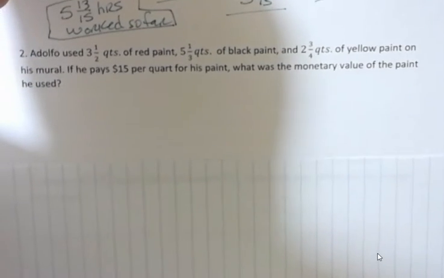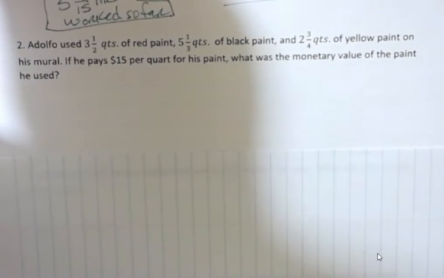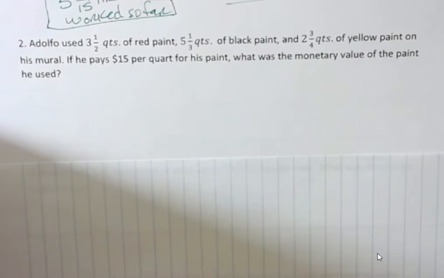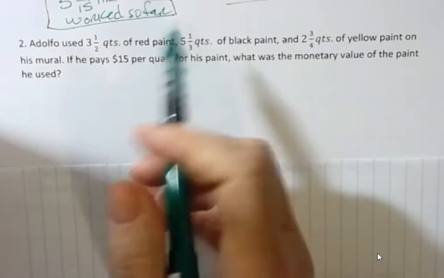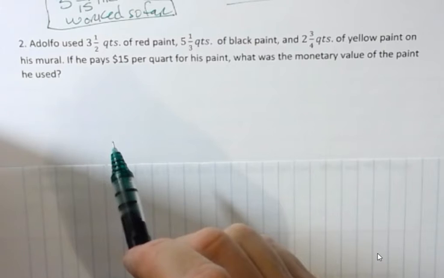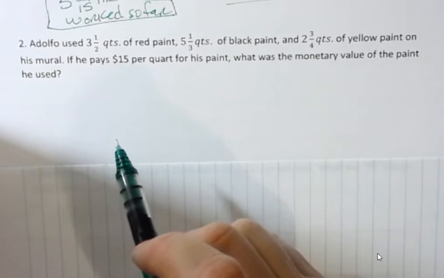Okay, second problem. Adolfo used 3 1/2 quarts of red paint, 5 1/3 quarts of black paint, and 2 3/4 quarts of yellow paint on his mural. If he pays $15 per quart for his paint, what was the monetary value of the paint he used? Okay, so I need to figure out how much paint he used altogether first, right? So again, that's an addition problem. We have denominators 2, 3, and 4. What's the common denominator for 2, 3, and 4? Well, it's 12. It's the first number they all go into.